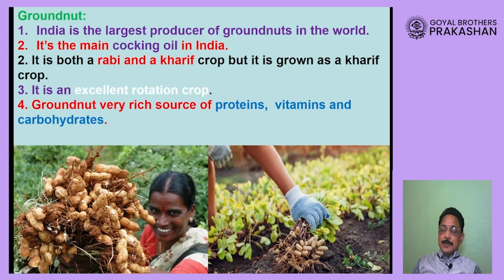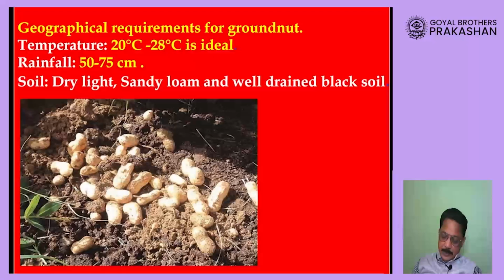We use this for making edible oil, and this crop is grown, dear students, both as a kharif crop and a rabi crop. You can also use this crop as a rotation crop. This crop is very nutritive as it provides proteins, vitamins, and carbohydrates. It means it is very nutritious. Then we use this crop for other purposes also, which I will tell after some time.